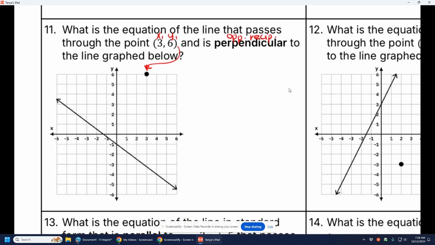And then I need to find the slope of this line. So if I count, I'm just going to pick 2 points on that line. It has to go perfectly through the corners. So I think right here would be a good point.